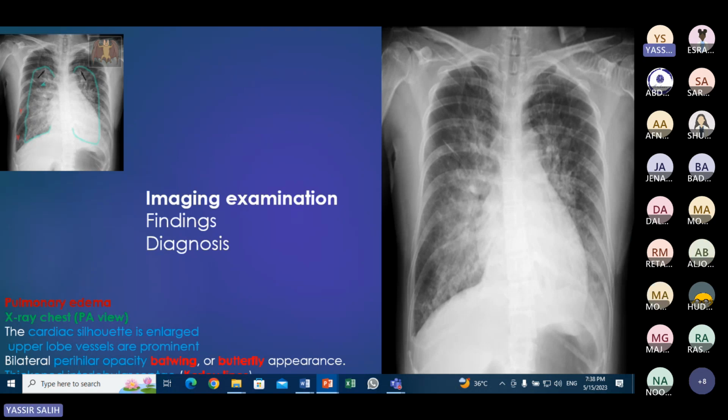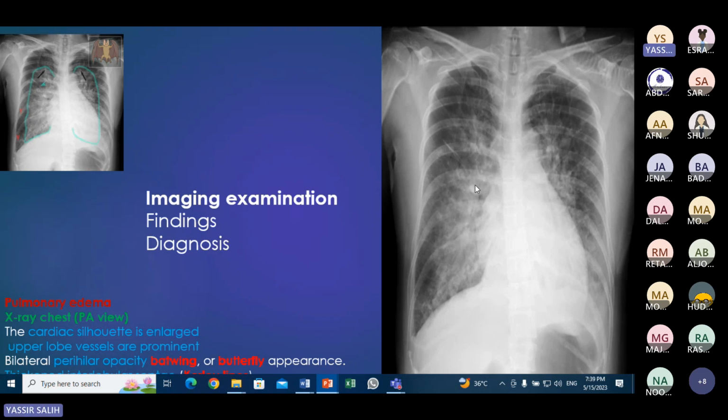Okay, this is a chest X-ray, frontal view. What are the findings you see? Abnormal findings or radiological findings. What do you see that is abnormal? What about the heart? Is it normal? Enlarged. The heart is enlarged, yes. What other findings do you see?